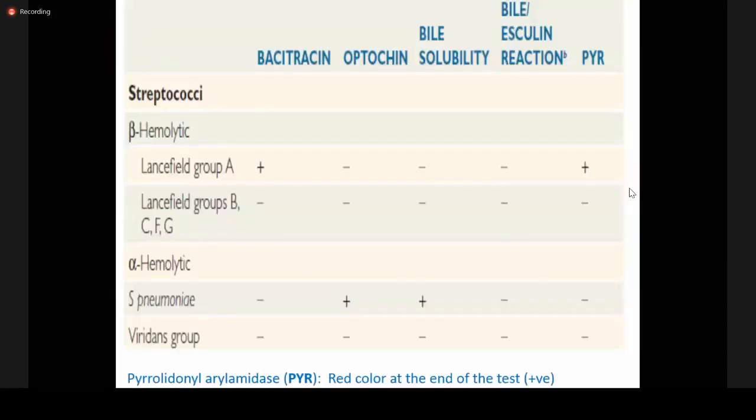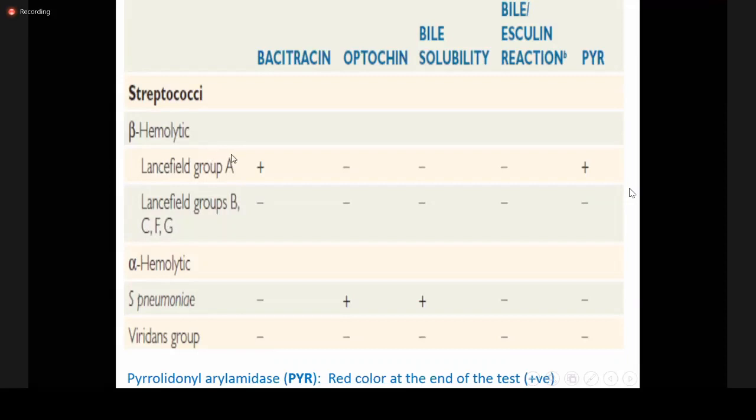This table is very important and we are going to make use of it. We have these reactions: bacitracin sensitivity test, optochin sensitivity test, and bile solubility. Some people pronounce it optochin. Look here, beta hemolytic, those which can cause beta hemolysis, that is to say, complete hemolysis of the RBC: group A and group B. So both group A and group B are beta hemolytic, also group C, F, and G.